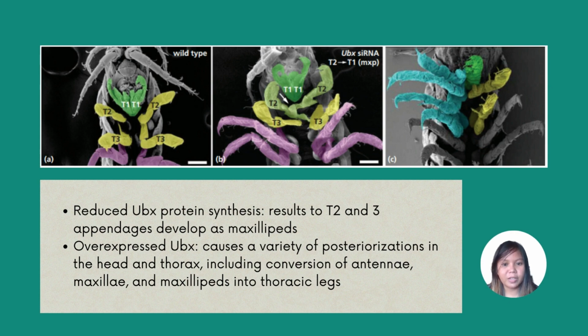In the first figure A, we can observe the wild-type hatchling showing maxillipeds in the fin. In the second figure B, reduced UBX protein synthesis results in T2 and T3 appendages developing as maxillipeds. And overexpressed UBX in the third figure causes a variety of transformations in the head and thorax, including conversion of antennae, maxillae, and maxillipeds into thoracic legs. So we can see that UBX does not control appendage character in this organism, but rather the nature of the mutation that changed the expression of the UBX.